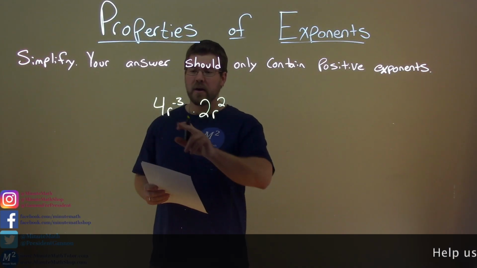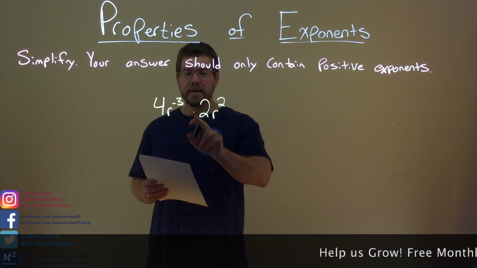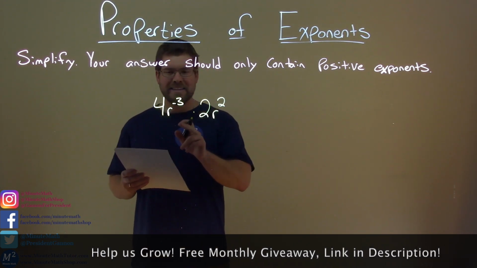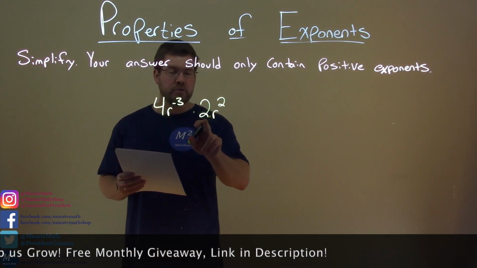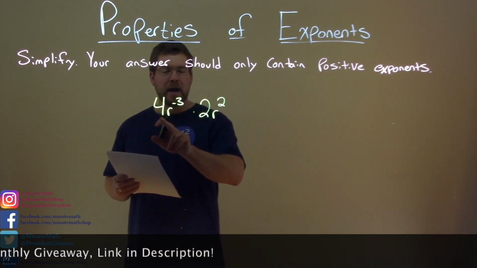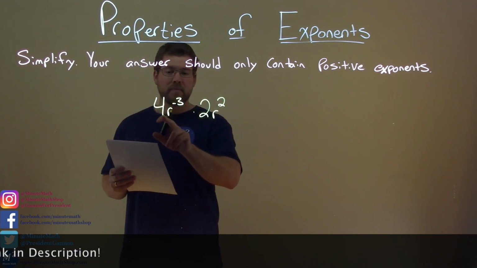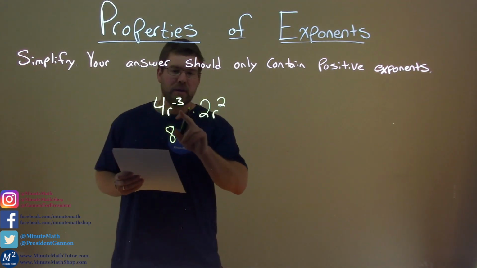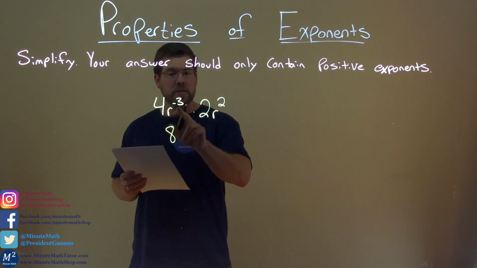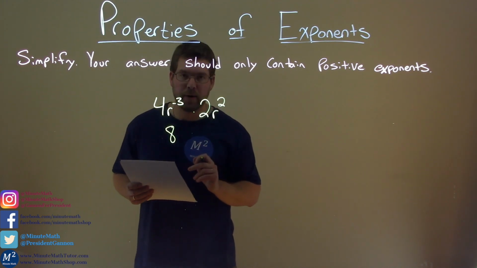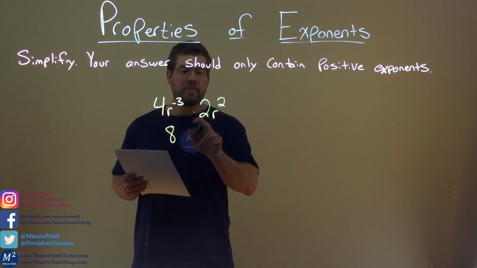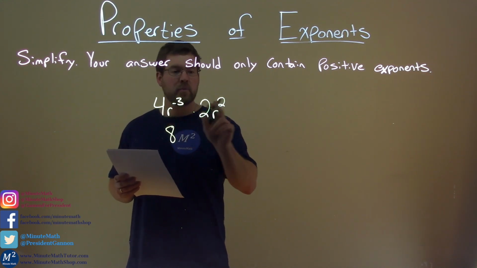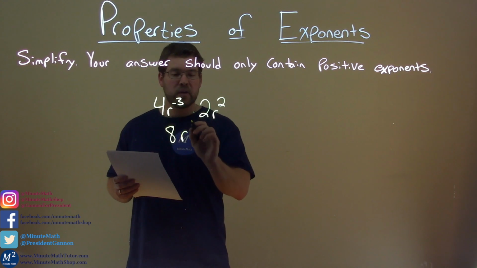We need to simplify 4r to the negative third power times 2r squared. First thing I'm looking at is the coefficients, 4 and 2. We need to multiply them to make our new coefficient. So 4 times 2 is 8. Now we have these variables of r to the negative third power and r squared. When we multiply them with the same base, we add the exponents. So negative 3 plus 2 is a negative 1.